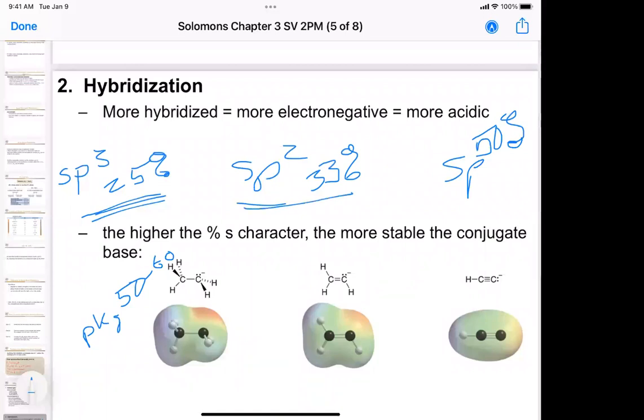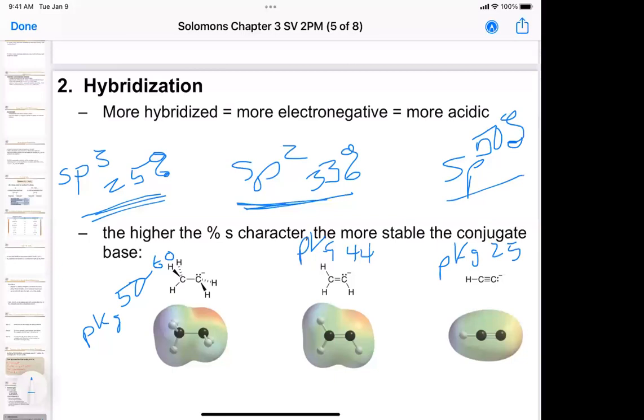Okay, let's look at this right here, the 33%. When we change that hybridization, we change the shape. And it turns out the pKa of this is 44. So is that more acidic or less acidic than the previous one? It's more acidic. It has more s character. It's more acidic. Okay, let's go to our last one. It's 50% s. pKa is 25.